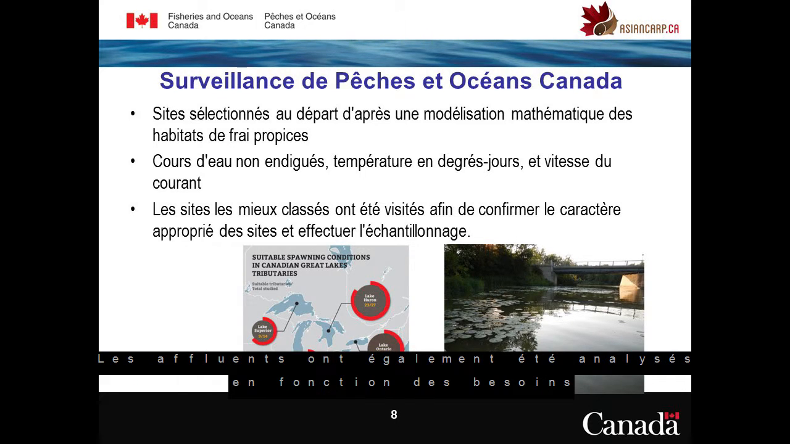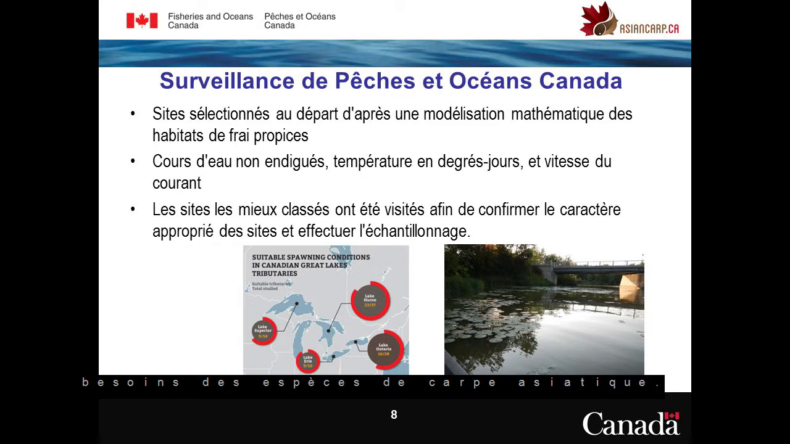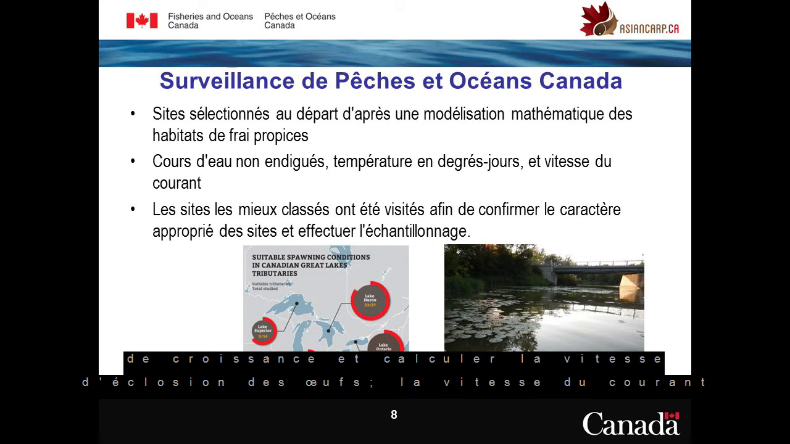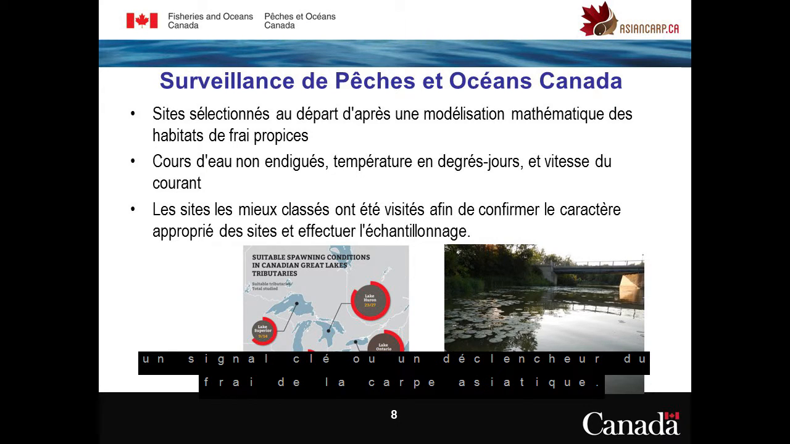Tributaries were also analyzed based on the reproductive requirements related to water temperature and water velocity, so the requirements of the Asian carp species. Water temperature was used to measure growing degree days and calculate hatching rate of eggs, and the velocity rate was used to identify rising hydrographs, which is a key signal or a trigger for Asian carp spawning.